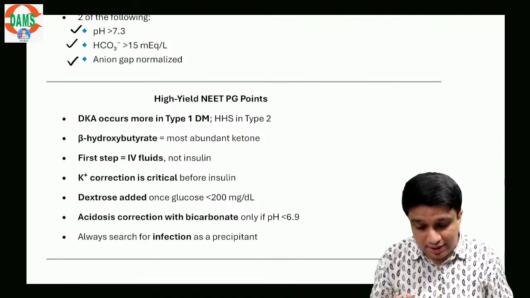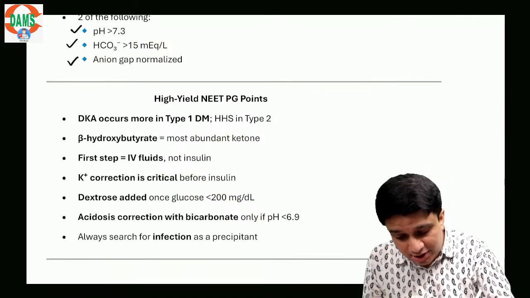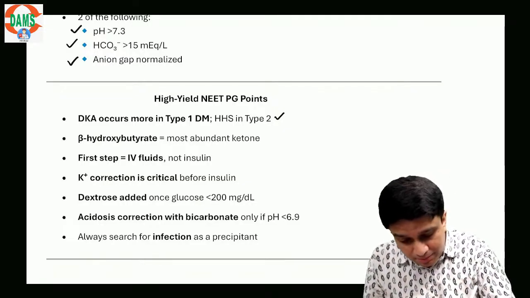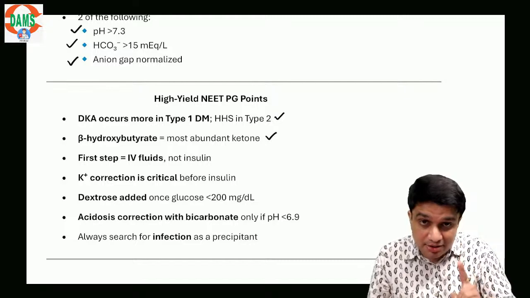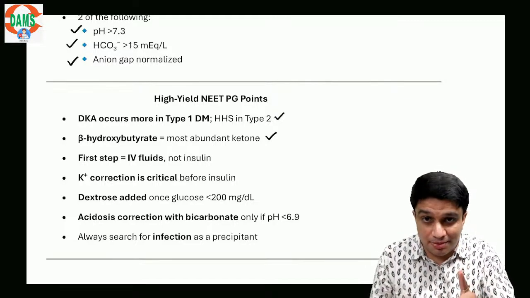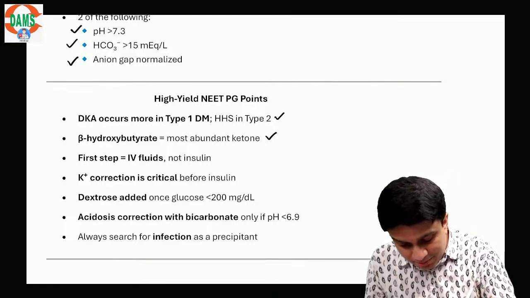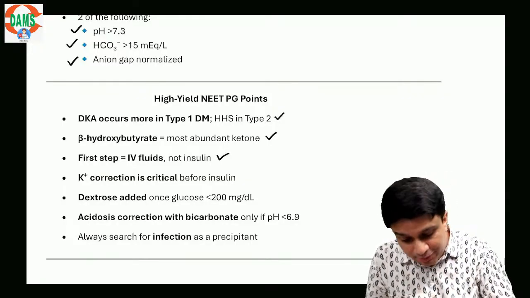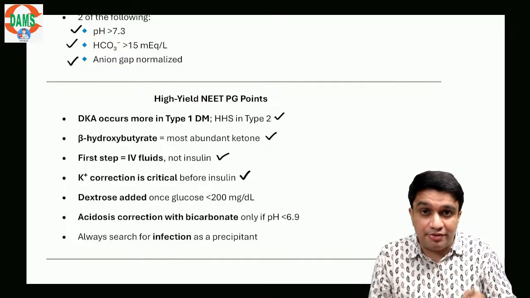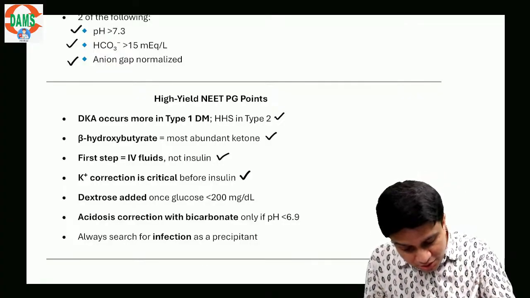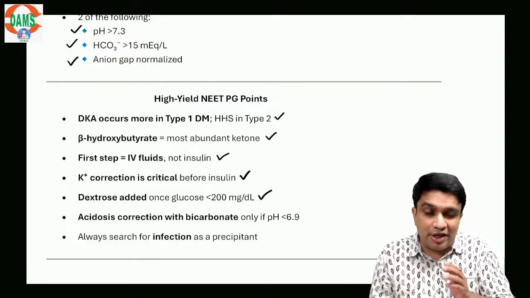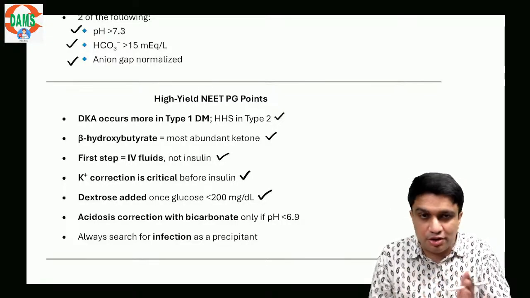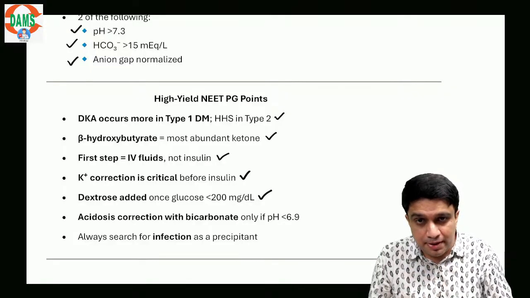So, high yield content: DKA more common in type 1 and hyperosmolar state in type 2. Beta hydroxybutyrate is the most abundant ketone. This has come in biochem. First step is always IV fluid, not insulin. Potassium correction is critical before giving insulin. Dextrose is added once the glucose value shows below 200. 250 is also fine. So in the range of 200 to 250, you add dextrose.